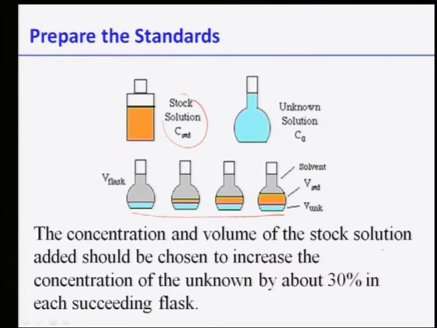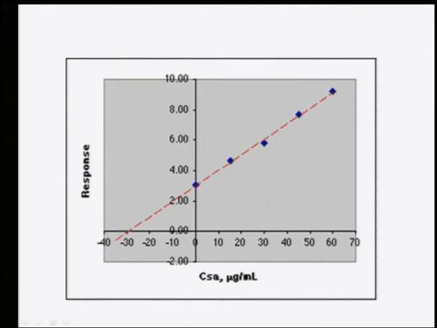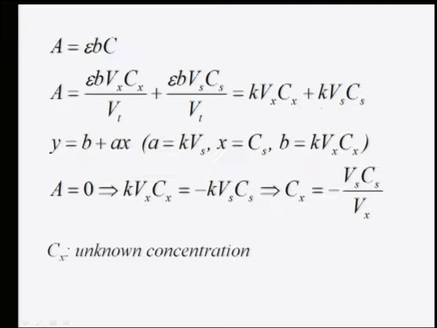The concentration and volume of the stock solution should be chosen to increase the concentration of the unknown by about 30% in each flask. So this is the known, this is the unknown, you add the known quantity in different amounts, making it up to a maximum of 30%. If you plot the added concentration CS against the response, it is a straight line passing through these points. Using this, one can find the unknown concentration Cx.